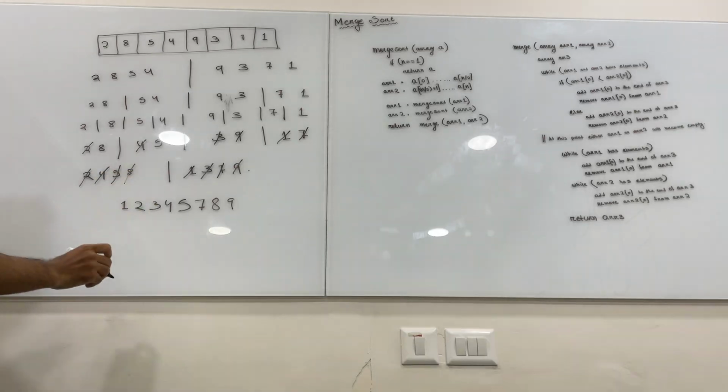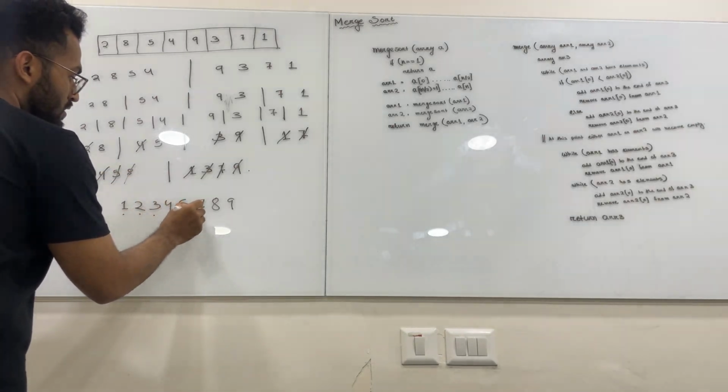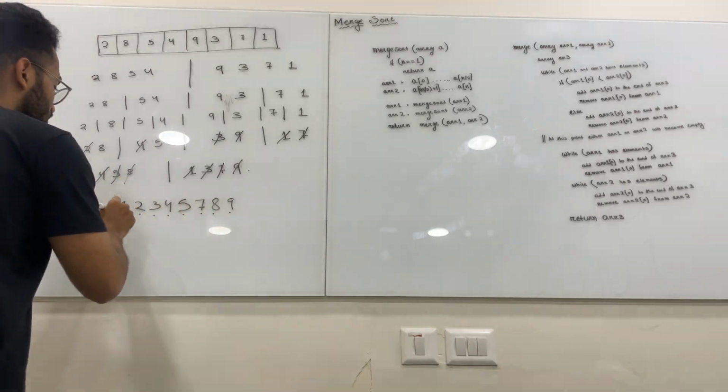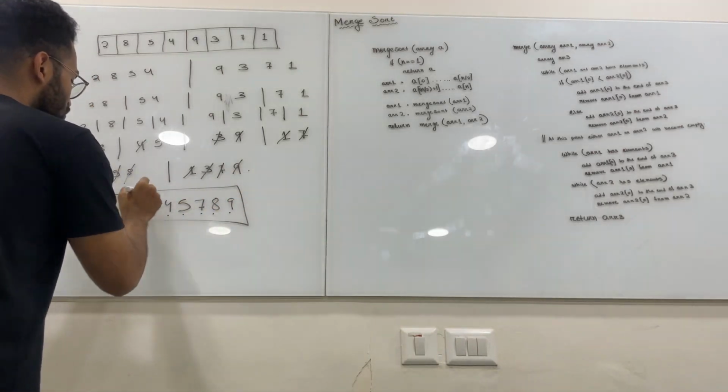Now we have an array 1, 2, 3, 4, 5, 7, 8, and 9 in an arranged manner. And this is our sorted array.